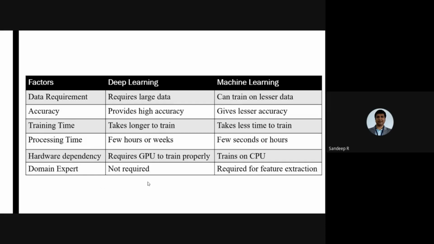And finally, I would like to say some points with respect to deep learning and machine learning. Data requirement is huge in deep learning compared to machine learning. And as told with the examples, it provides high accuracy compared to machine learning. But it takes longer time to train, maybe hours, weeks. Then there is a huge computational load, which can only be served by GPUs, graphical processing units. And then the domain expert may not be required. I have told you, right? But in machine learning, you require a domain expert for feature extraction.